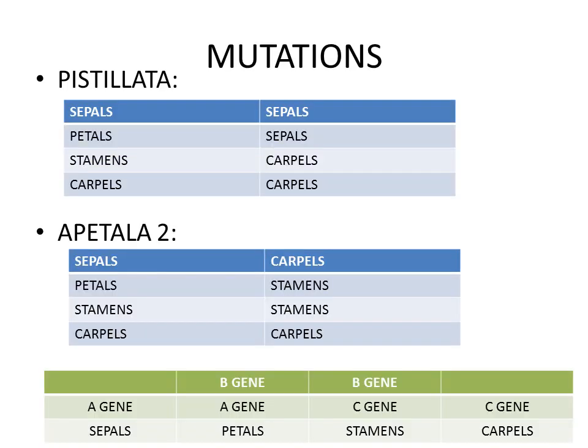So the first mutation which we are talking about is pistillata. Now pistillata or apetala 3 means there is a deficiency in the gene, some mutation. Here the sepals and petals are converting to sepals, and carpels and stamens are converting to carpels. It means gene B was defective in pistillata. As B is defective, gene A will give rise to sepals.